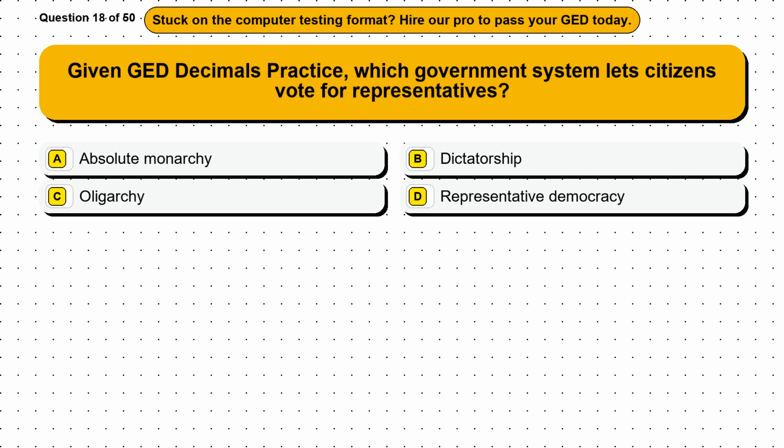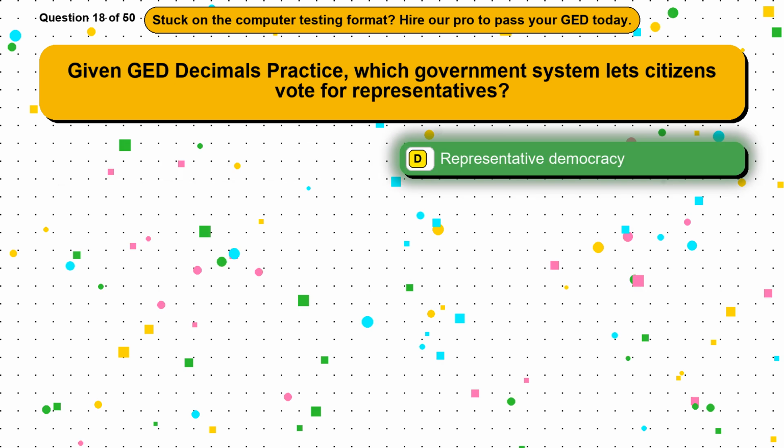Question 18. Given GED Decimals Practice, which government system lets citizens vote for representatives? Option A, absolute monarchy. Option B, dictatorship. Option C, oligarchy. Option D, representative democracy. The correct answer is option D.